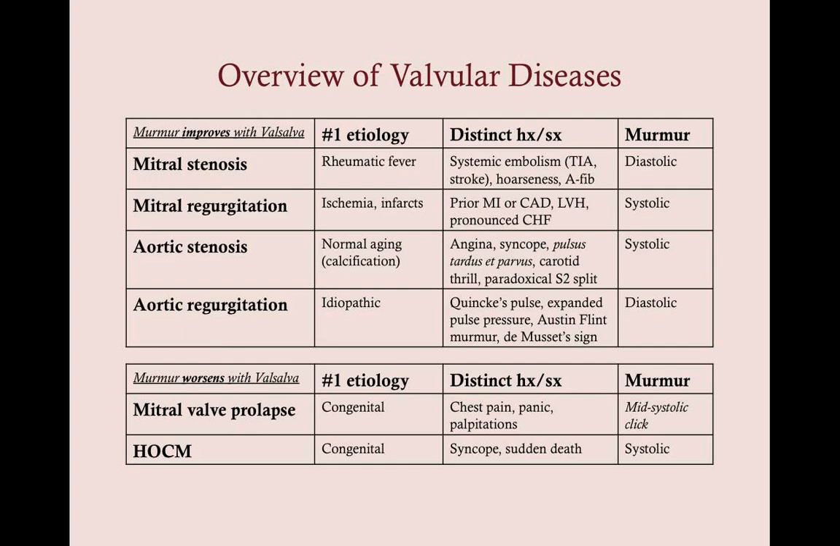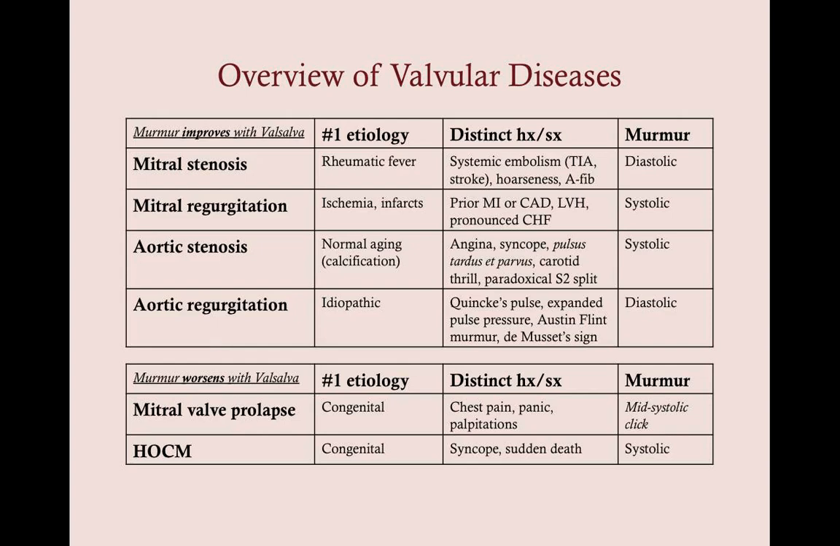So mitral stenosis, number one etiology is rheumatic fever, which comes from a group A beta hemolytic streptococcal infection that was not treated, usually strep throat. The distinct history and symptoms will be systemic embolism, hoarseness, and A-fib. That's a diastolic murmur.